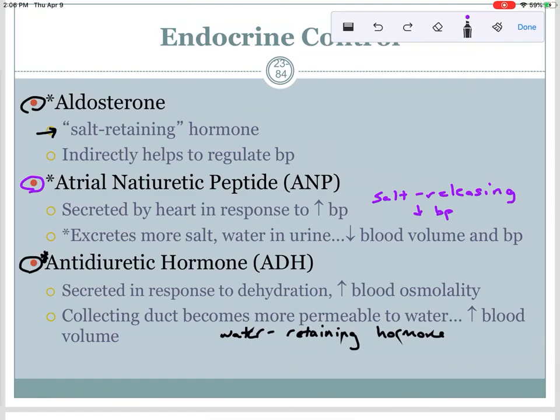So all three of these hormones work at the kidneys. Aldosterone and ADH work on the kidneys to increase fluid volume and increase blood pressure. But ANP is an example of a hormone that works on the kidneys to release more salt and thereby lowering fluid volume and lowering blood pressure.